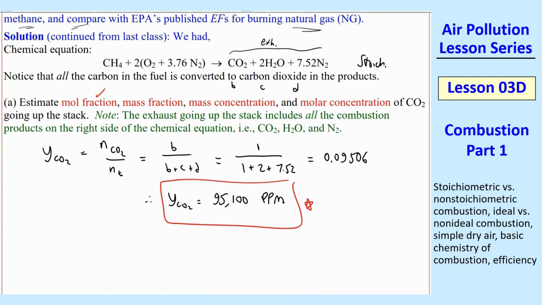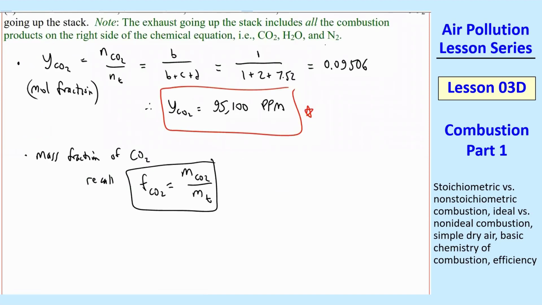Now let's look at mass fraction. Recall the mass fraction of some species is just the mass of the species over the total. So we have here F CO2 is M CO2 over M T, and we can rewrite that since the mass is N CO2 times capital M, molecular weight. We can do that on the top and the bottom, N T M T.